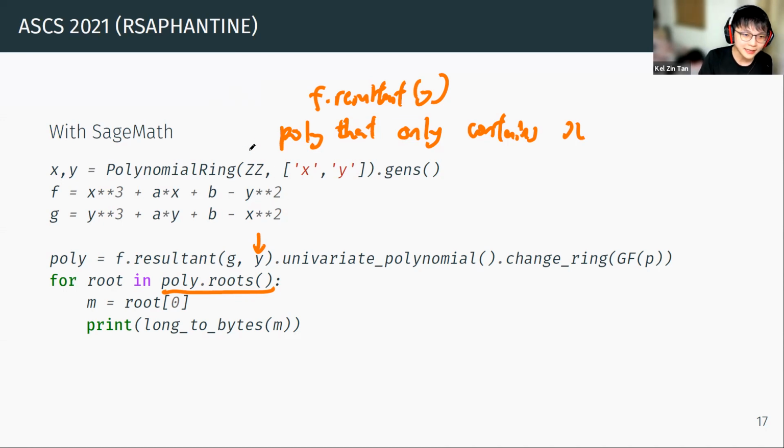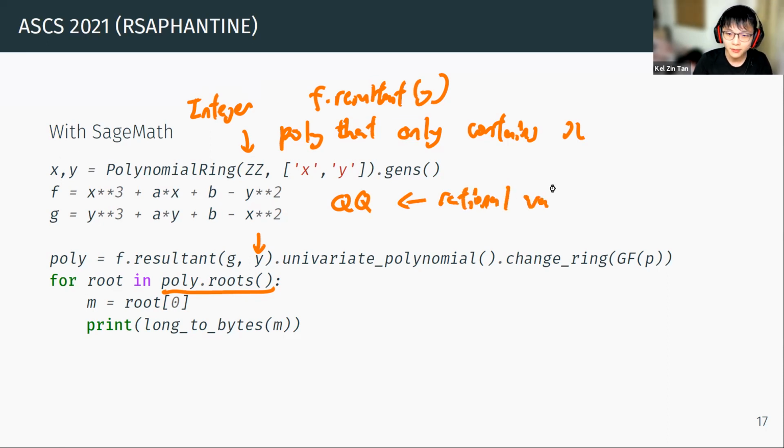So Z basically means integer. So if you put Z here, it means that x and y can only be integer values. If you put QQ, then it means that it can only be rational values. If you put GFP, so this GFP says that it is a field in mod P, with only P elements. So basically just mod P.